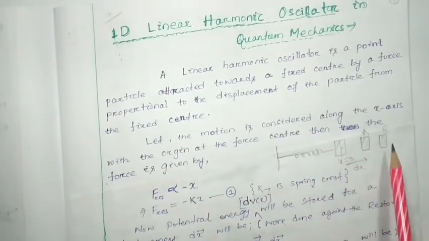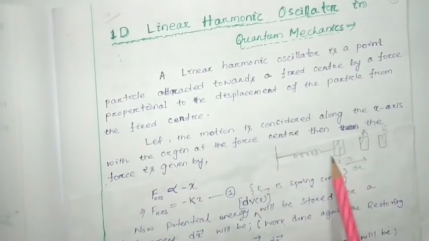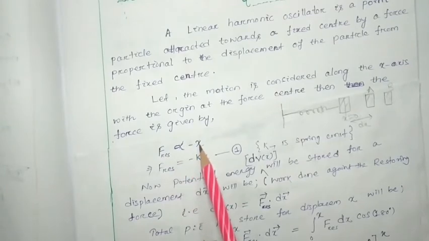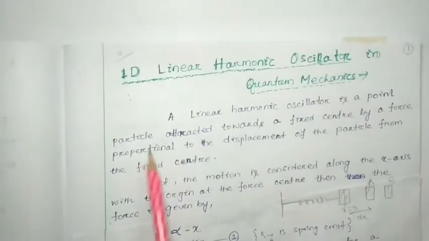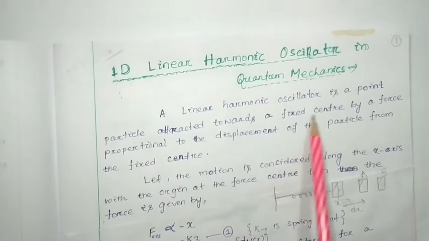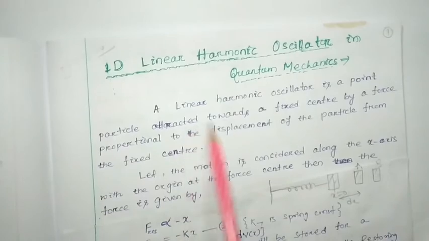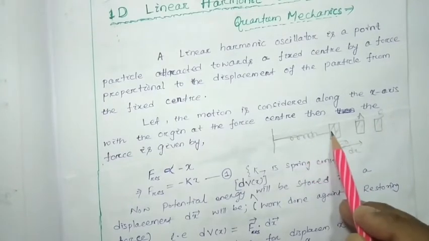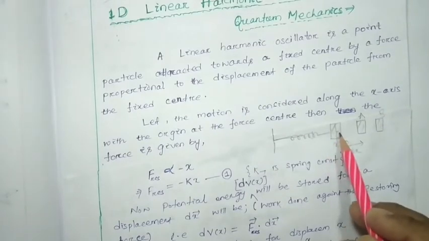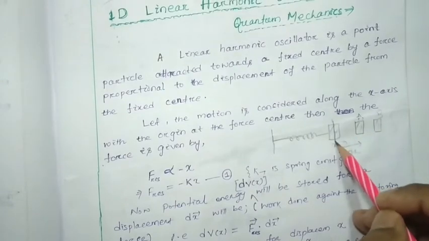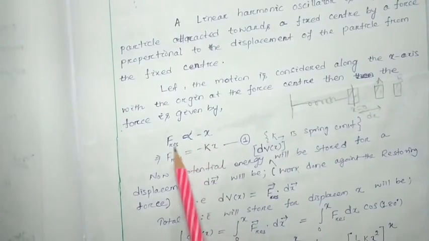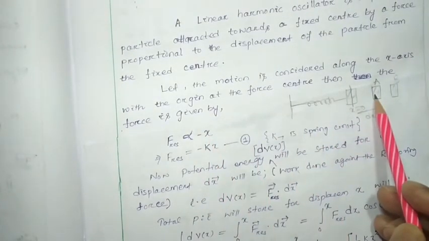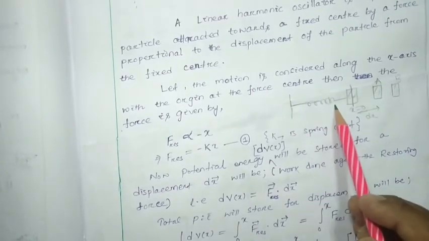We consider this motion along the x-axis with the origin at the force center. Then this is the force center, and the force, the so-called restoring force, is directly proportional to minus x. Here it is written, the particle is attracted towards the fixed center by a force proportional to the displacement. Towards the fixed center means if the displacement is in this direction, the force is in this direction; if the displacement is in this direction, the force is in this direction. That means the force acting on the body attracts it towards the starting point or mean position. As displacement and force are directed opposite to each other and proportional to each other, if I increase the displacement, the magnitude of the induced restoring force will also increase.